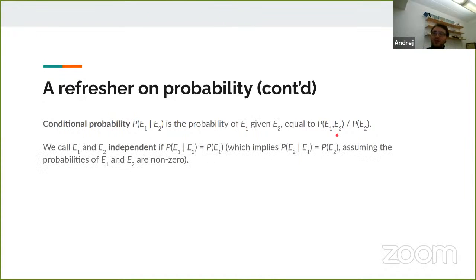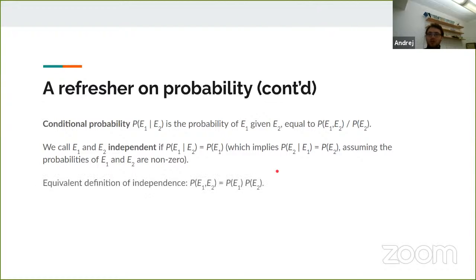Now, what if we know that whether E2 happened doesn't affect the probability of E1 happening and vice versa? Well, that means that E1 and E2 are independent. And this is expressed with these equations here. So essentially, we say that two events are independent when one of them occurring gives you absolutely no information about the other one occurring, whether it's more or less likely.